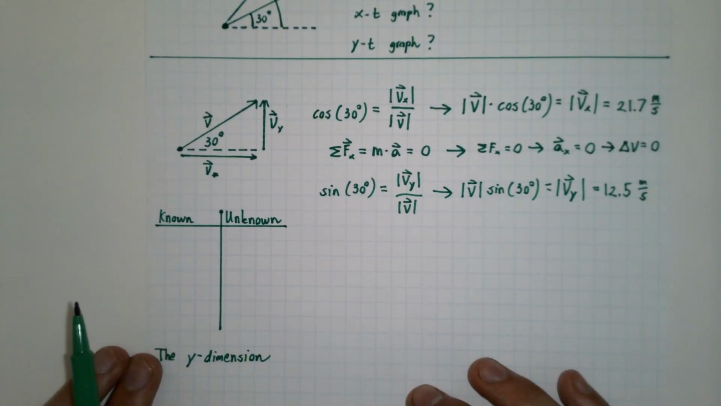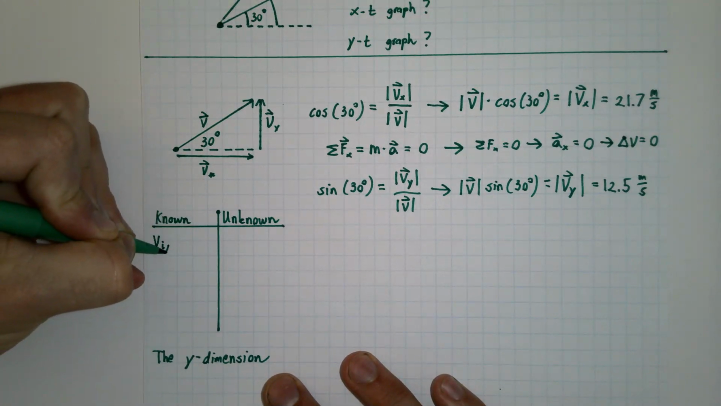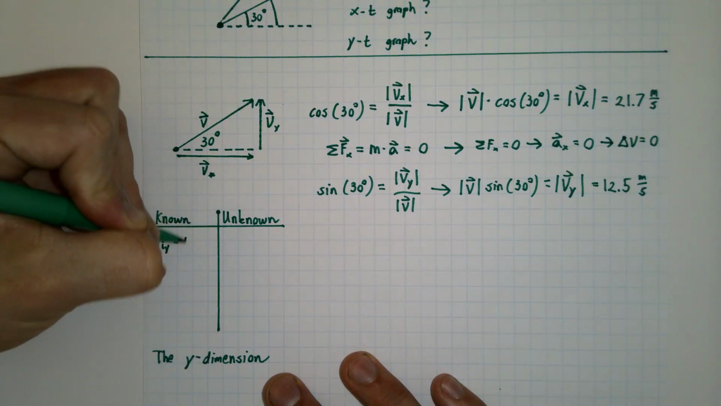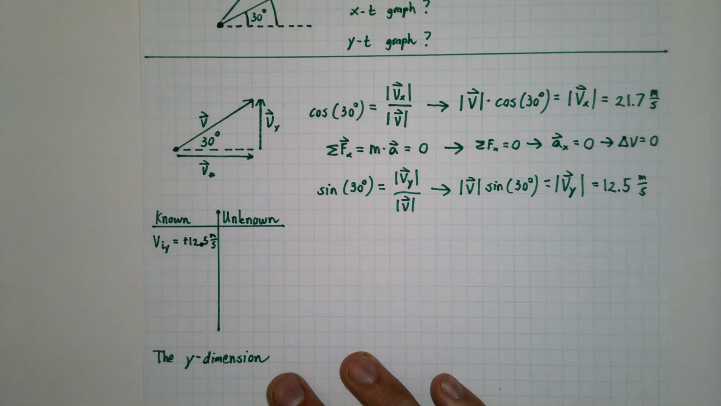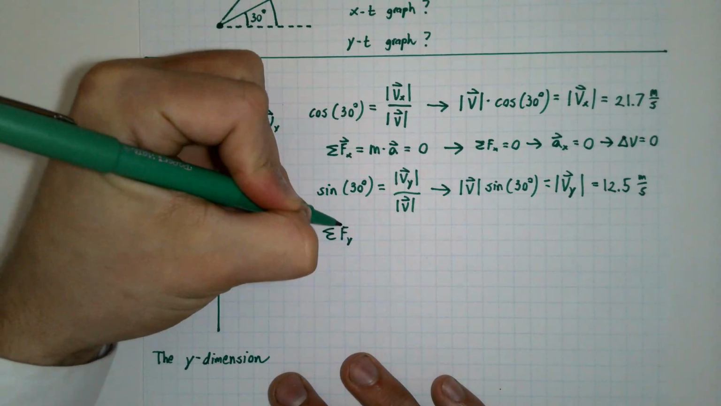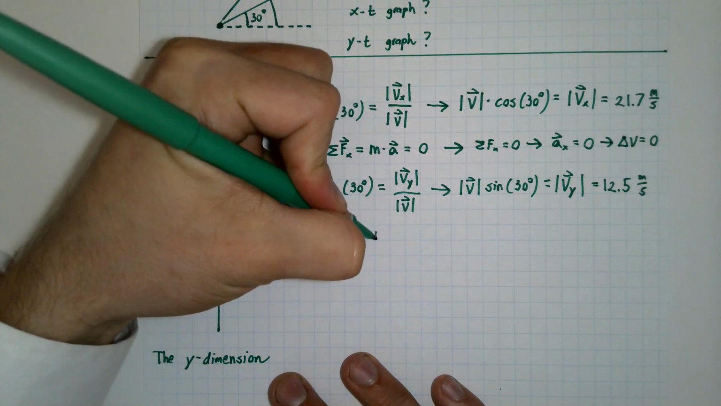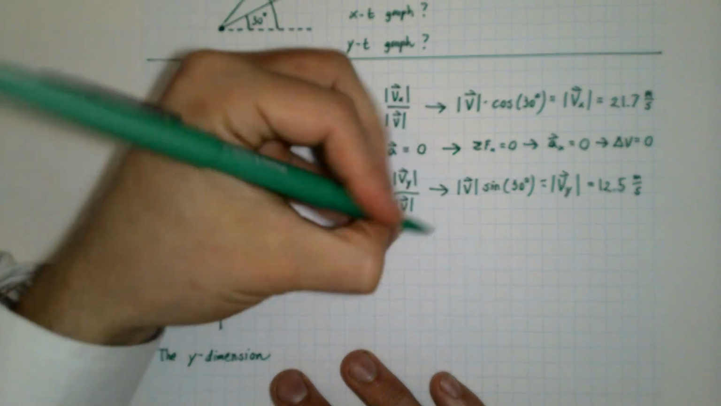I'm going to add that to our known and unknown t-chart here, the t-chart for the y dimension: my initial velocity in the y dimension of positive 12.5 meters per second. That's my initial velocity. Is there anything else I know about the motion in the y dimension? There is, because if I look at the forces that are acting on the ball in the y dimension, there is a force, and that is the force of gravity on the object. There's the weight of the object. We could as well say drag in the y dimension, but again, we're neglecting drag.